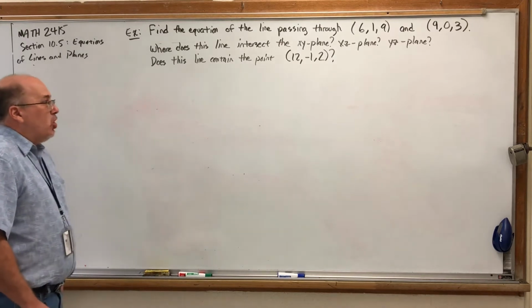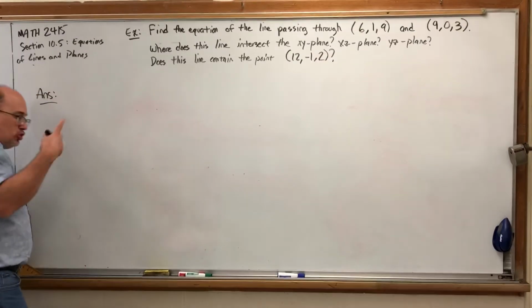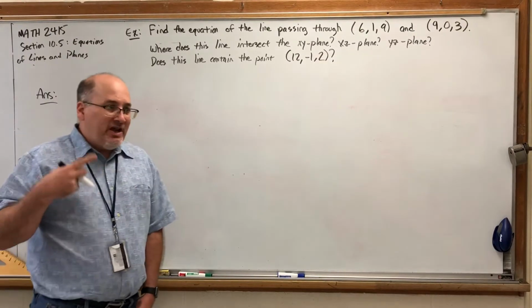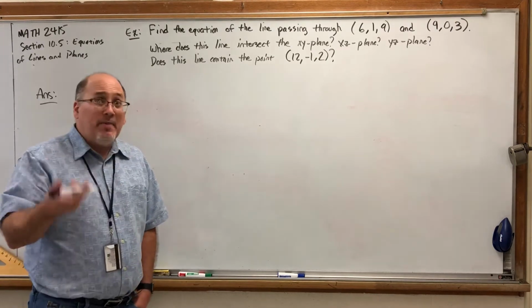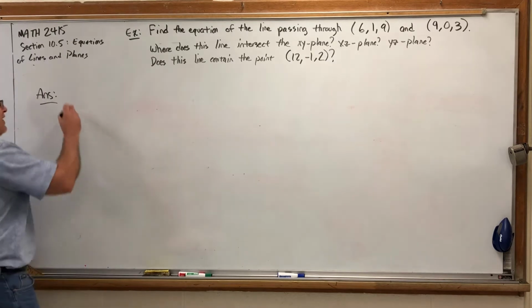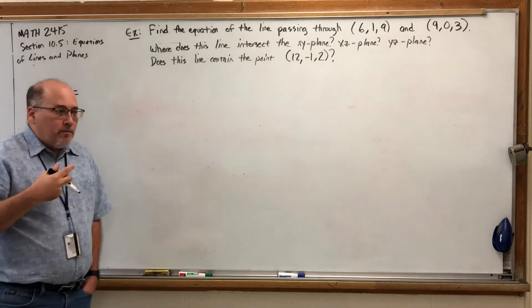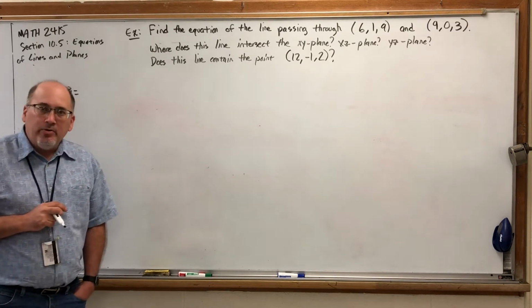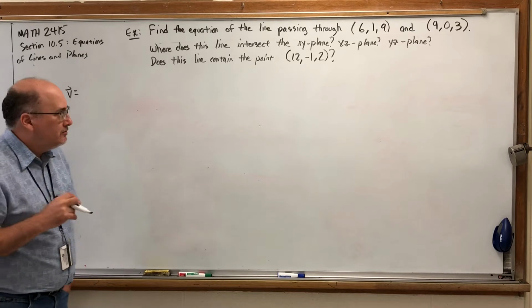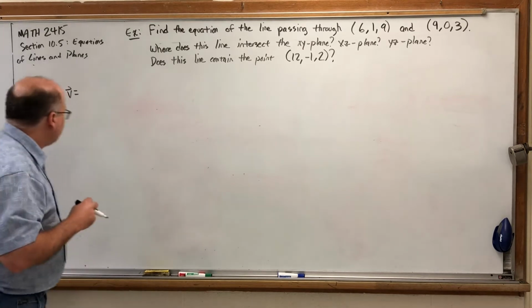All right, to get started, in order to get any equation of a line, we need two pieces of information. We need a point the line goes through. We have two such points. But we also need a parallel vector. We call that parallel vector V. And as I mentioned in the previous video, I invite you to pause the video and see if you can answer this on your own. Or you can just watch me do it right now.